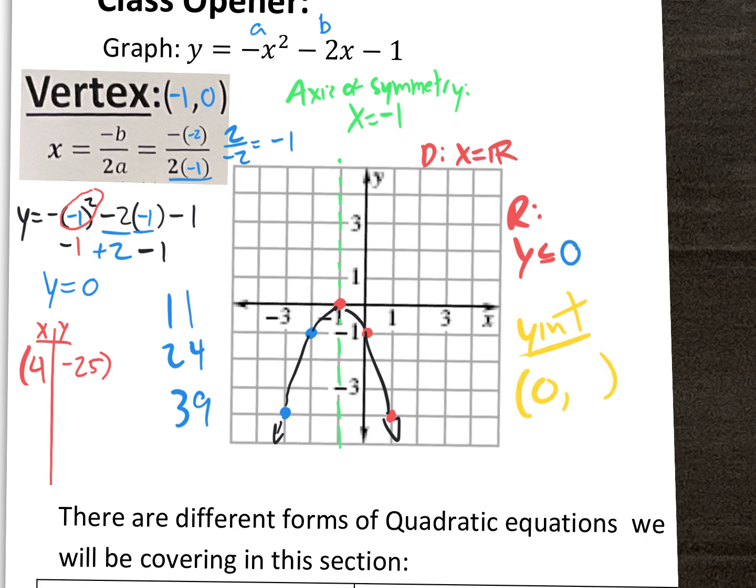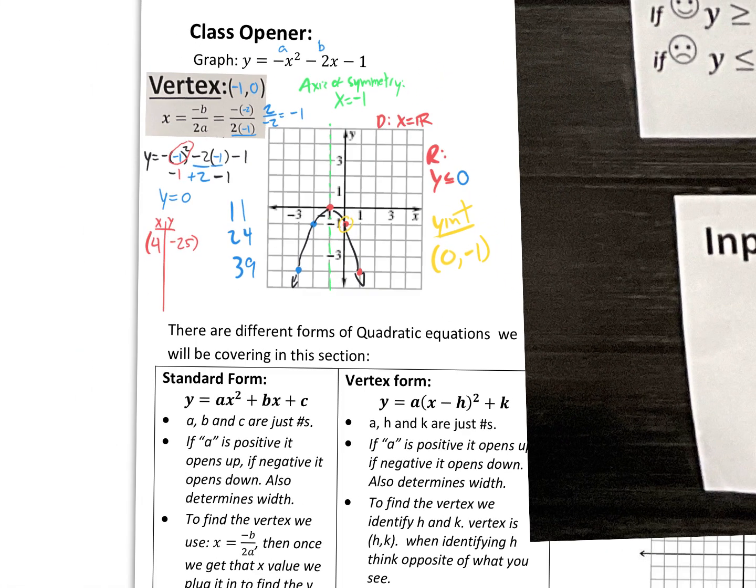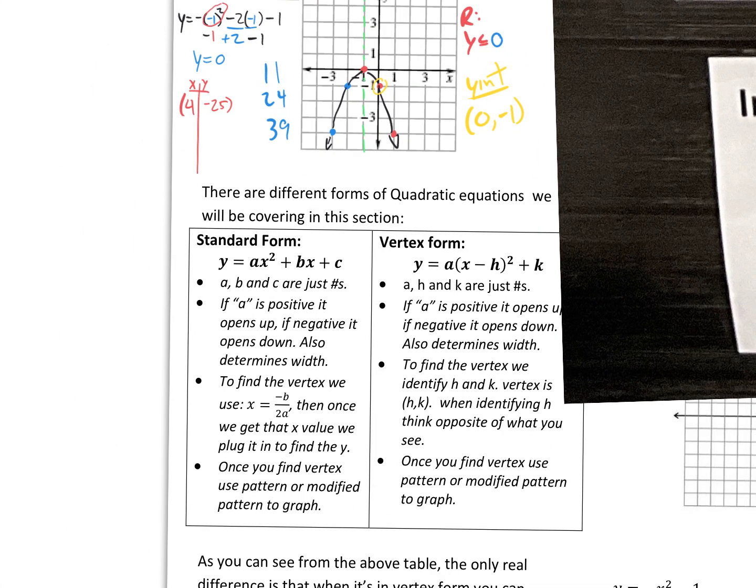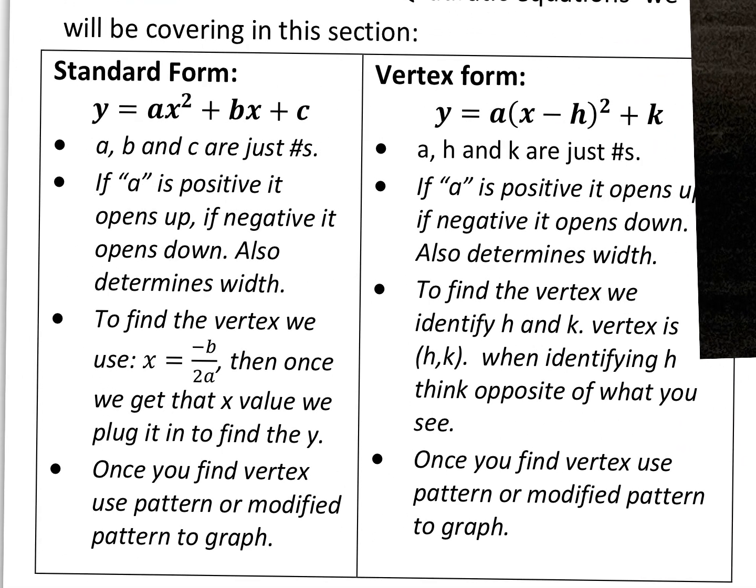Yes, set x equal to 0 and solve. All right, now that's really easy to do on a standard form because when you put zeros right here where the x's are, everything cancels out except for the c value. So in this case, it's 0, negative 1, and you could clearly see that that's where it crosses, 0, negative 1. Anyways, today we're going to learn a new form, which is vertex form.